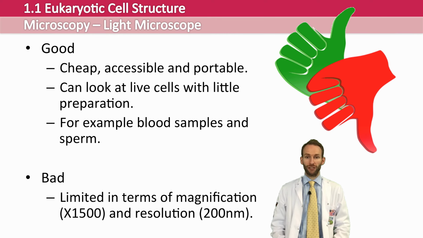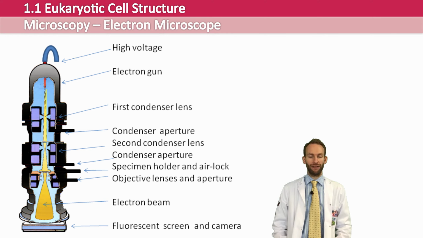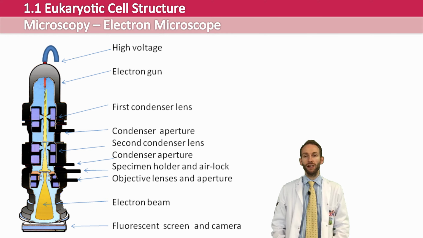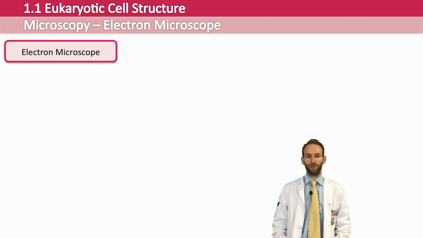Now, the electron microscope works on a similar principle to the light microscope, but instead of a beam of light, we're going to use a beam of electrons instead. An electron beam has a much smaller wavelength than light, and that means we can magnify higher and it will have a higher resolution. The beam isn't focused by lenses in the same way because it's not optical, but it will be focused by magnets. There are two types of electron microscope: the transmission electron microscope, or TEM, and the scanning electron microscope, or SEM.